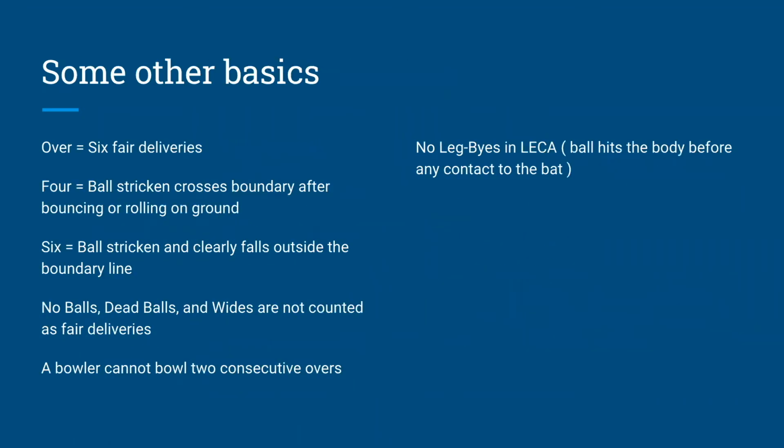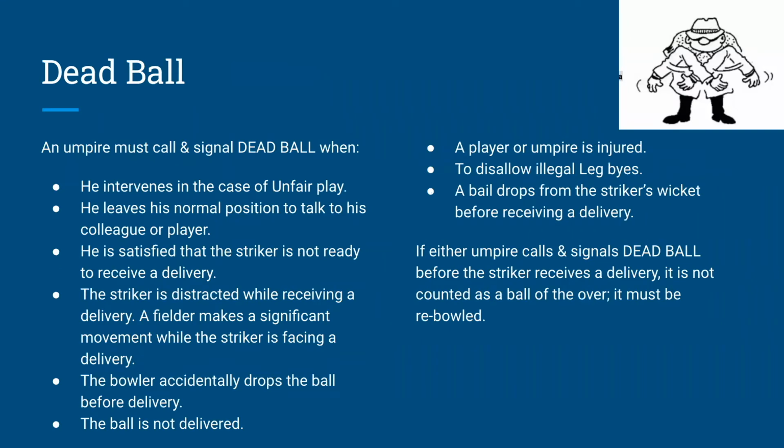Okay. Some other basics, right? Over is 6 fair deliveries. 4 is a ball stricken across the boundary, at least bouncing or rolling. This should be no brainer on this one, right? No balls, dead balls, wides are not counted as fair deliveries, right? But again, no leg byes in LECA, ball hits the body or any contact, right? This is one other thing I wanted to call out. What's a dead ball and when a dead ball can be signaled, right?